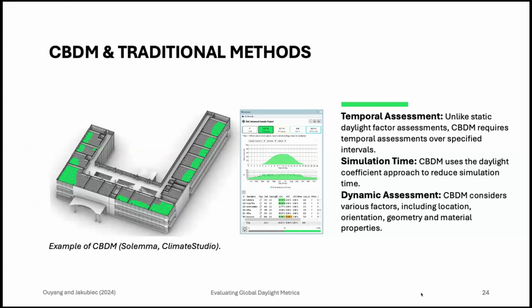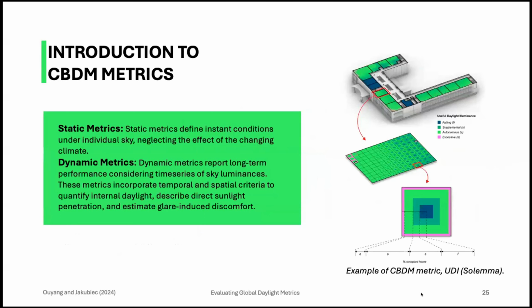Unlike static daylight factor assessments, which involve single point in time calculations, CBDM requires temporal assessments over specified intervals, such as hourly. This method utilizes the daylight coefficient approach, significantly reducing the simulation time. CBDM considers various factors, as we talked about earlier, includes location, orientation, geometry, material properties, providing a more detailed analysis.